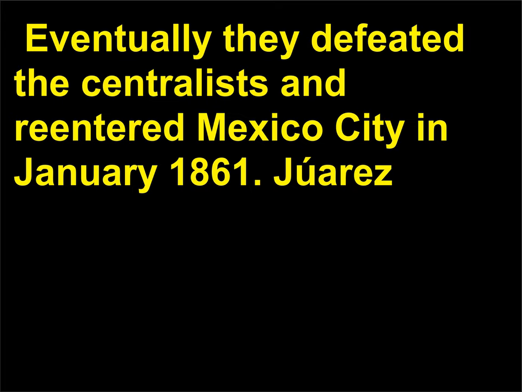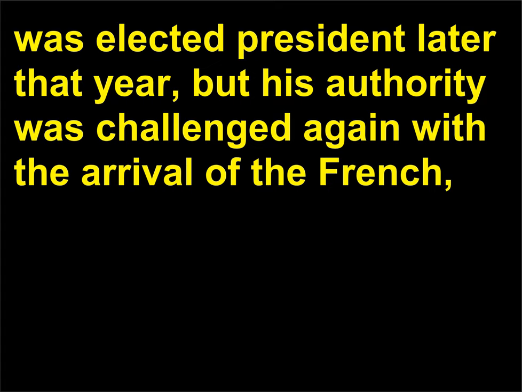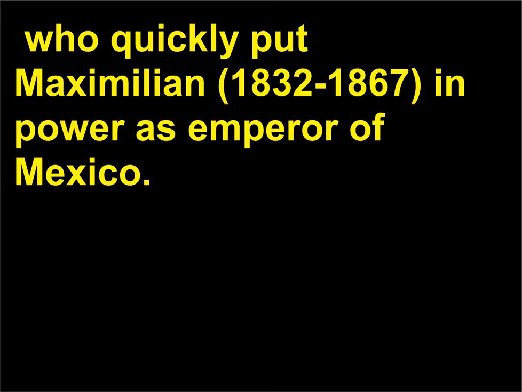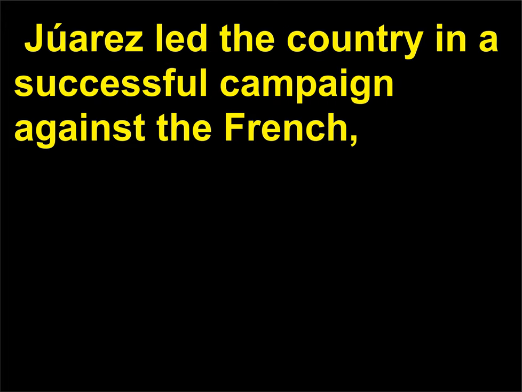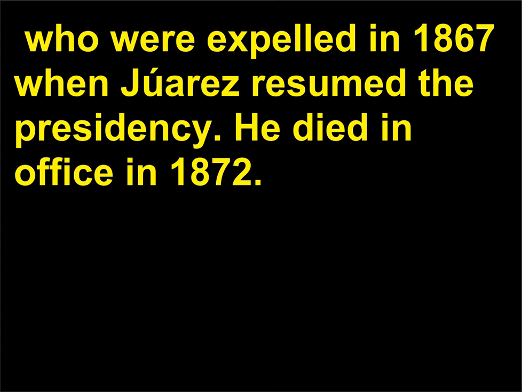Juárez was elected president later that year, but his authority was challenged again with the arrival of the French, who quickly put Maximilian, 1832 to 1867, in power as Emperor of Mexico. Juárez led the country in a successful campaign against the French, who were expelled in 1867 when Juárez resumed the presidency. He died in office in 1872.